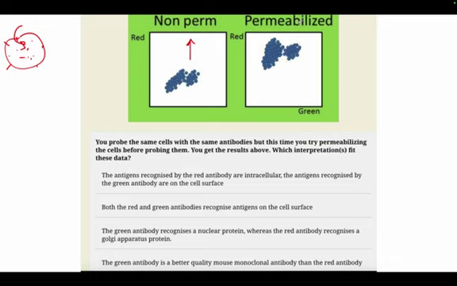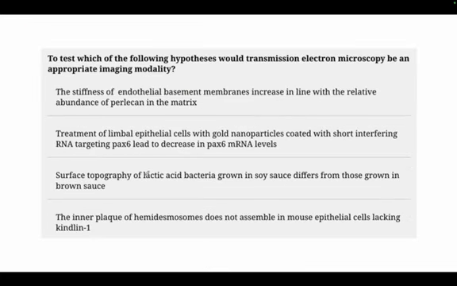And so what this means is that whatever this red fluorophore was interacting with is probably a target which was inside the cell. Whereas the green target, which is not changed after permeabilization, was probably present on the cell surface. So, antigens recognized by the red antibody are intracellular, antigens recognized by the green antibody are on the cell surface. Exactly what we discussed.